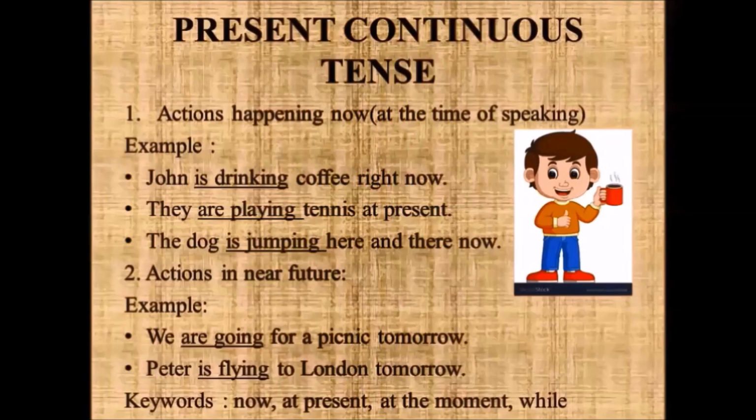The second case we are going to use present continuous tense is actions in near future. That is, the actions happening in future and they are planned correctly. For example, we are going for a picnic tomorrow. Peter is flying to London tomorrow. So these are happening in future. Though they are happening in future, they are some planned actions. So we use future tense there. The keywords for present continuous tense are now, at present, at the moment, while.